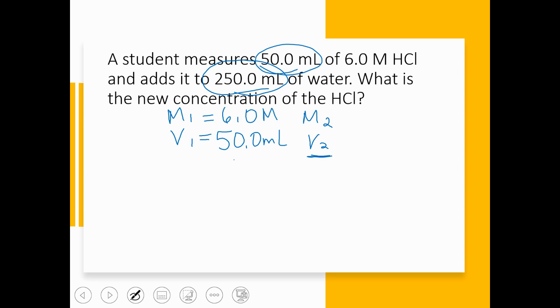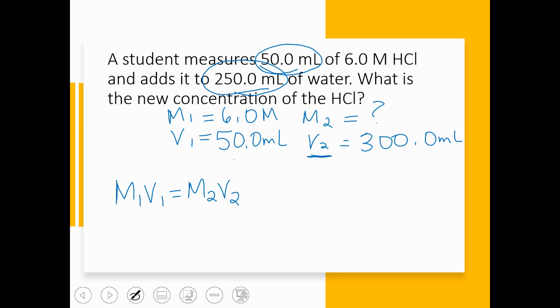Now you have to really listen or look closely at the wording, because sometimes some of these problems say, like, take 10 milliliters of this acid and dilute it to 100 milliliters total in the end. You really have to watch the wording. Here, it's clear that we have 50 milliliters of acid and 250 milliliters of water. Adding those together gives us 300.0 milliliters altogether. And the thing that we don't know, since it says what is the new concentration of the HCl, is M2. So now that we know what we are looking for, we can solve the problem.